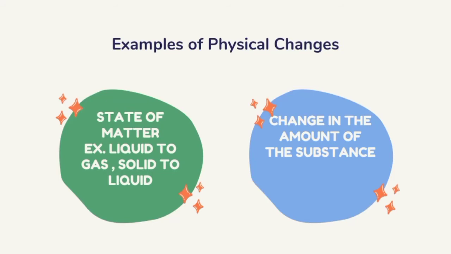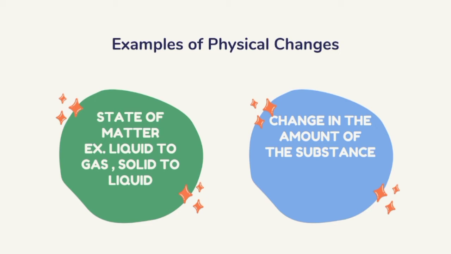Now, as what I have mentioned a while ago, the examples of physical changes are, of course, a change in the state of matter, such as when matter changes from its liquid to gas state, or from its solid to liquid state, or from its gaseous form to its plasma form. Okay? Or somehow, one of the examples also of the physical change is the change in the amount of substance, okay, which is attributed to its extensive or extrinsic properties.